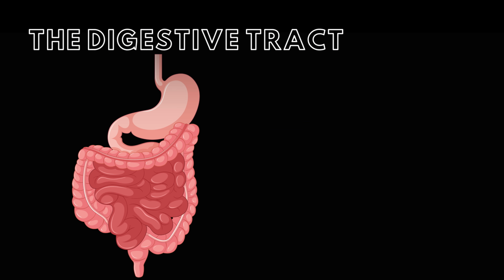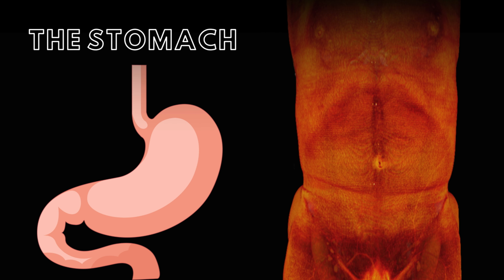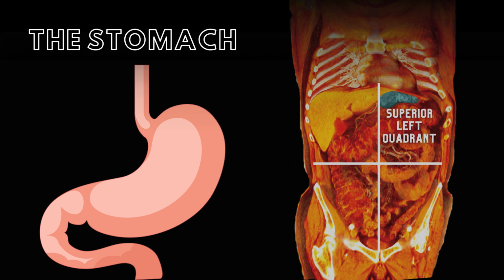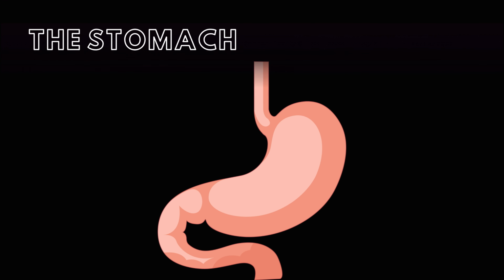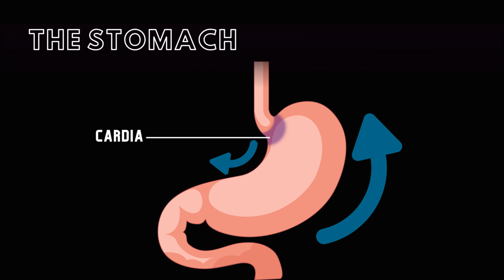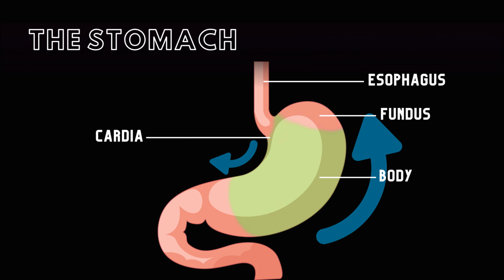Today, we'll focus on the anatomy of the stomach. The stomach is a hollow, muscular organ generally located in the superior left quadrant of the abdominal cavity. The external anatomy of the stomach consists of the superior, concave, lesser curvature and the inferior, convex, greater curvature, the cardia, which is where the esophagus joins the stomach, the fundus, the body, and the pylorus, which joins the duodenum of the small intestine.